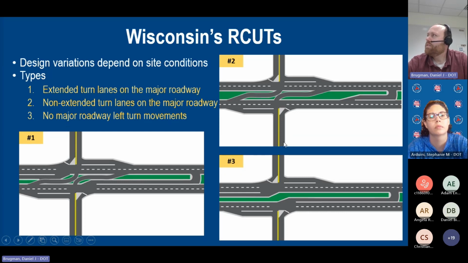On the non-extended versions, the vehicle on the minor road would come up to the stop, and then turn into the near side lane, and then do a weaving maneuver over into that receiving left turn lane. The third variation here is largely just that there's no mainline direct left turn lanes into that minor roadway. Those are only used when the turn lanes aren't warranted due to the demand of that movement.